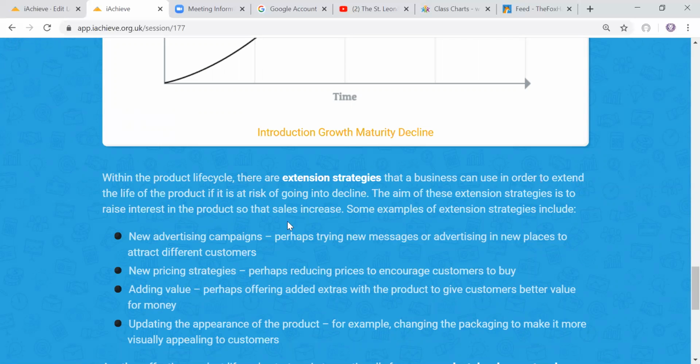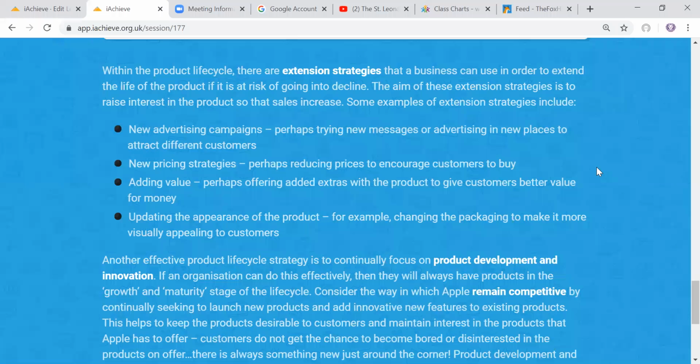So the extension strategies that we talked about: new advertising campaigns, perhaps trying new messages or advertising in new places to attract different customers. New pricing strategies, again, possibly reducing prices to encourage customers to buy. Adding value, offering some extras that weren't there before that increase the value to the customer, and also updating the appearance of the product to make it look new and innovative.